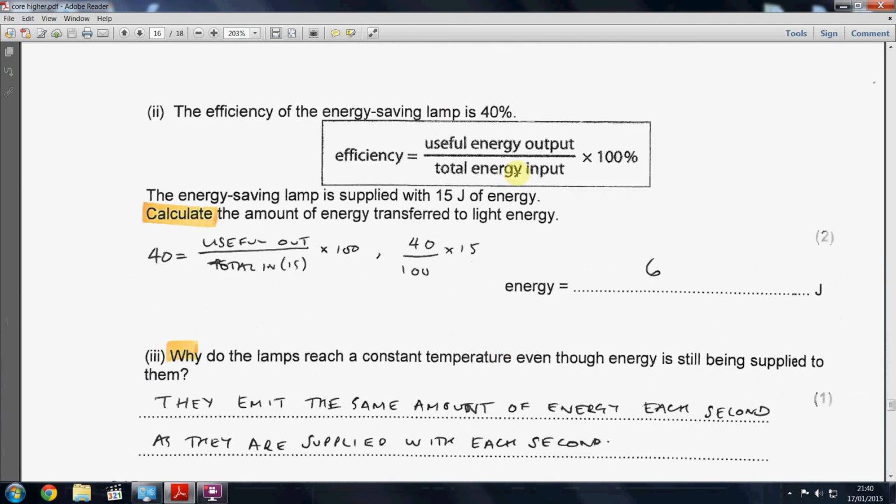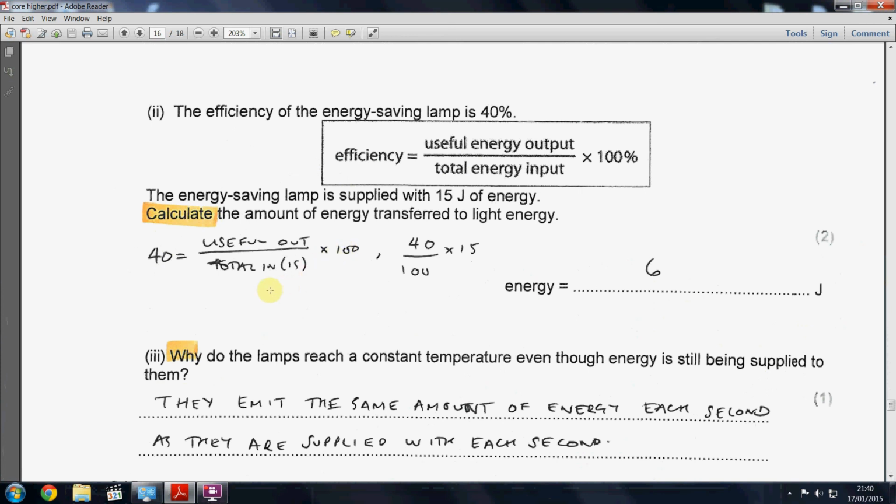Another efficiency question, you can see the efficiency equation is here. The efficiency of the energy saving lamp is 40. The energy saving lamp is supplied with 15 joules of energy. Calculate the amount of energy transferred to light energy. So light energy is obviously the useful one. But for this one I've got to do some rearrangement. So this is how I've laid it out. I know that 40 is my efficiency. The useful out is what I don't know. But I know the total in is 15. And obviously multiply by 100 to get it as a percentage.